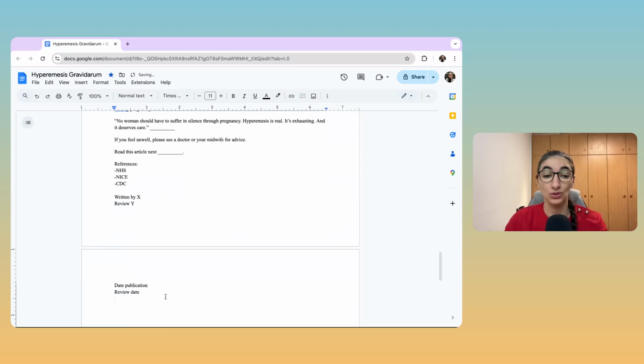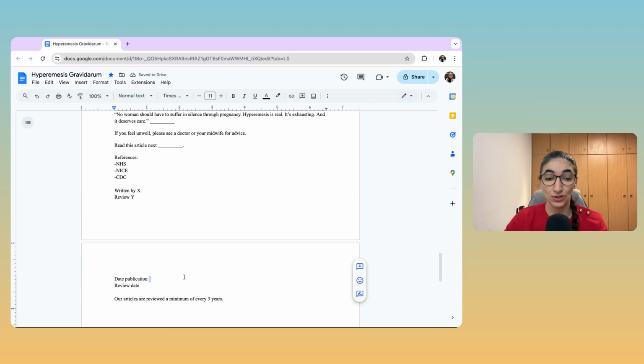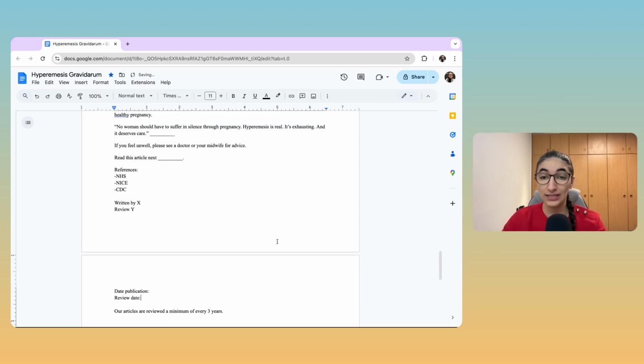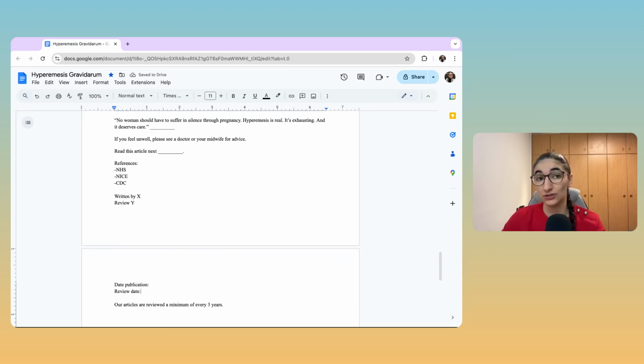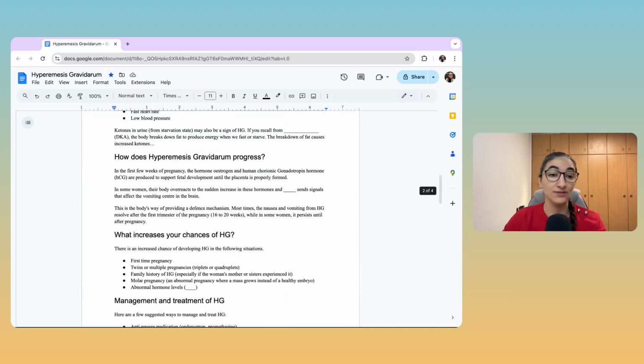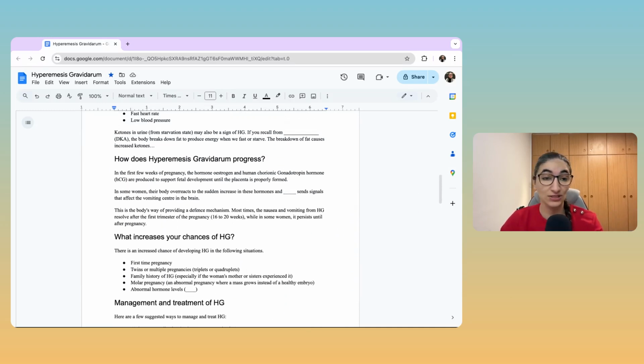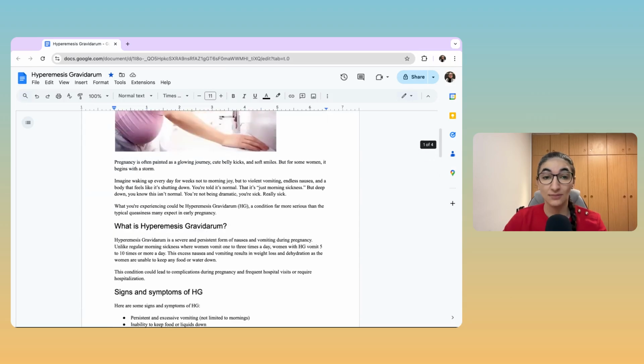So you could say our articles are reviewed a minimum of every 3 years or something like that. And so that really adds credibility to the article because you know that someone has looked at it and they have the intention to review it just in case. And then you might find a different article somewhere else which may have been published after this one, and that one might be more up to date because sometimes medical guidelines and research and things like that, there's always new information coming out. All of that stuff gets updated.